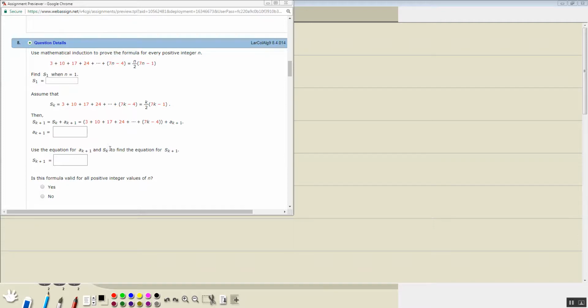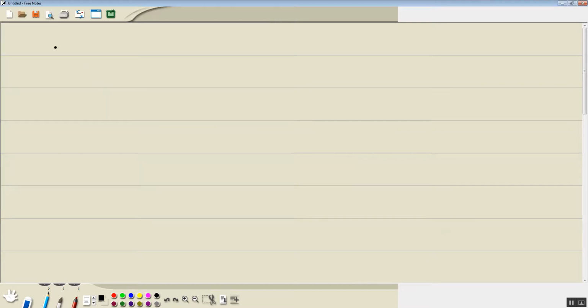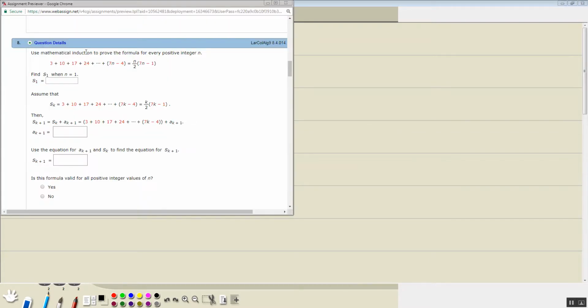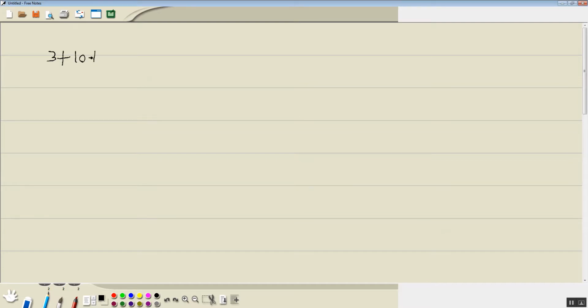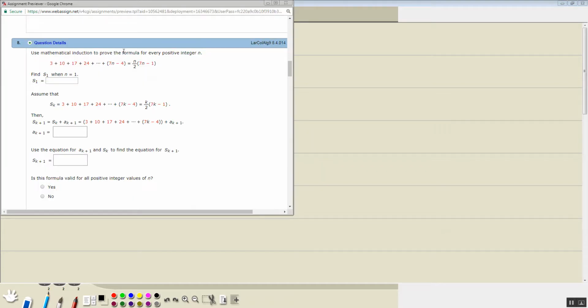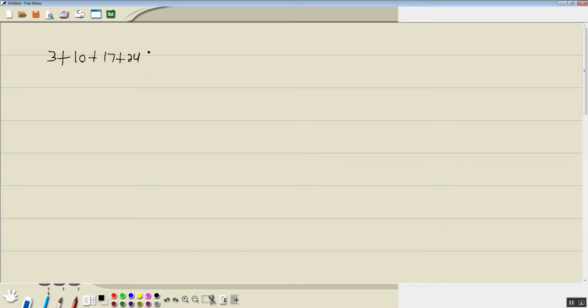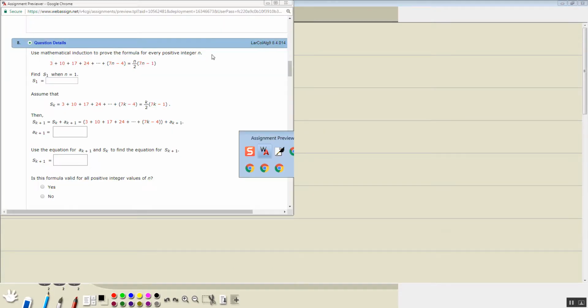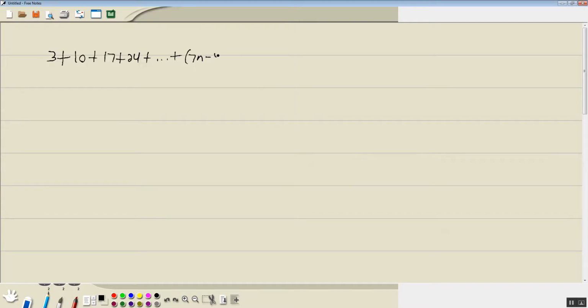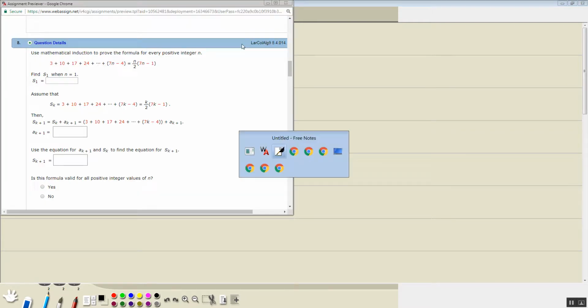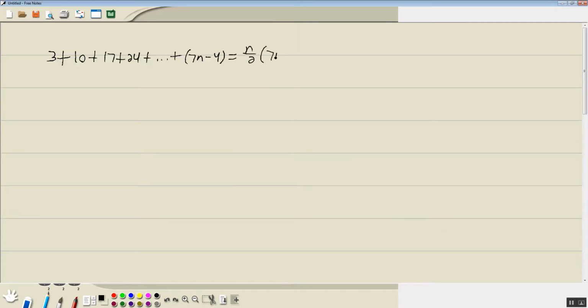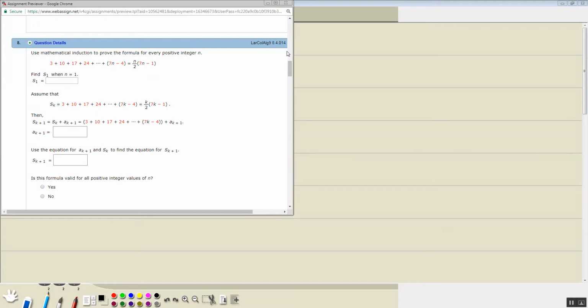Now if we take a look at this, 3 plus 10 plus 17, looks like we're adding 7 over and over, plus 24 plus 3 dots, 7n minus 4, is equal to n over 2, 7n minus 1.